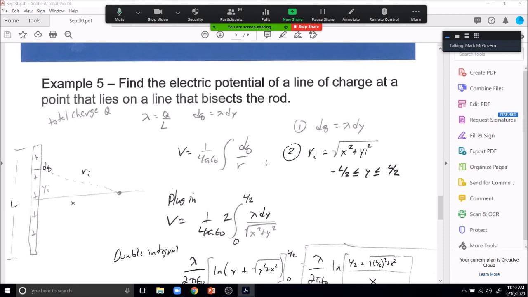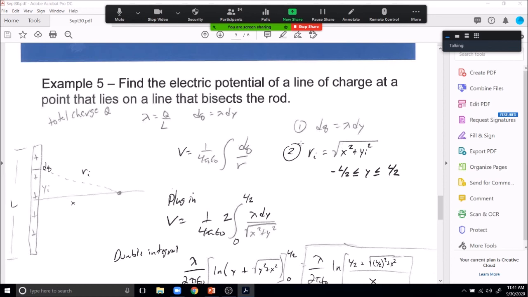Part 2 is to specify what r is. Where are all of my dq's relative to my point of interest? Well, in any particular position along the rod here, we use the Pythagorean theorem to express what that distance is going to be. So that's just our x squared plus y sub i squared, where y varies, not x. And those values of y will vary from minus L over 2 to L over 2.